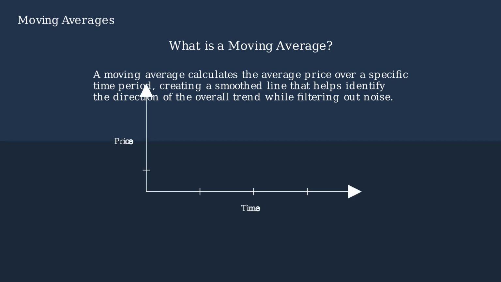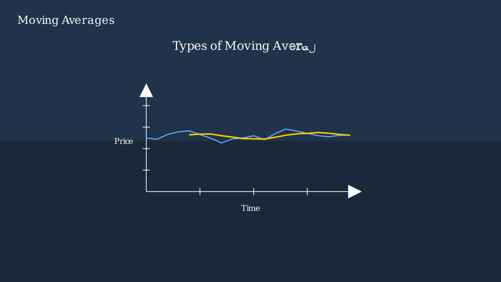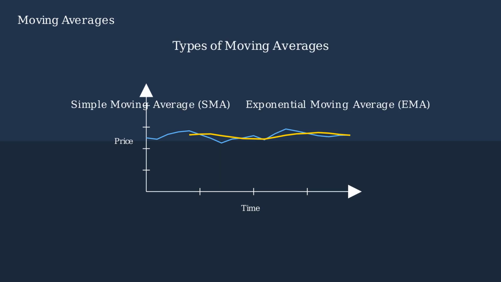Price action in markets can be volatile and noisy, making it difficult to identify the underlying trend direction. A moving average smooths out price fluctuations, making it easier to see the underlying trend. There are two main types of moving averages: simple moving averages and exponential moving averages.